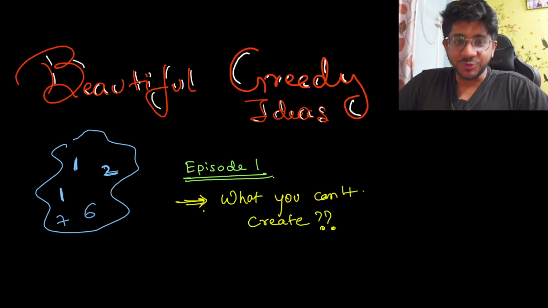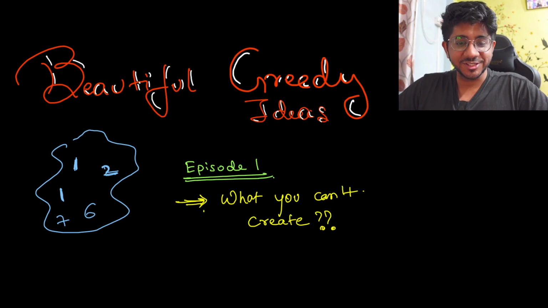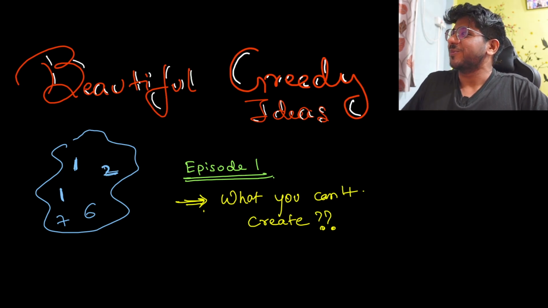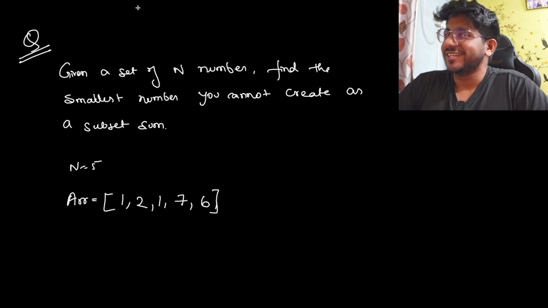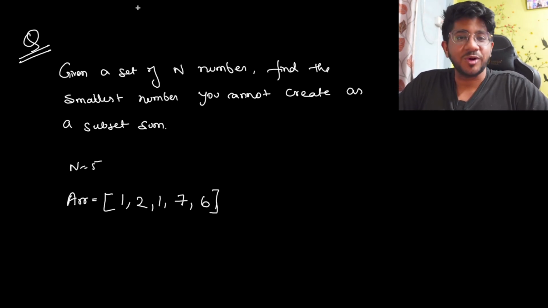Okay, so this is episode 1 of Beautiful Greedy Ideas, right? And the theme today is what you can't create, right? So, what exactly do the problems look like? The problem that will be given to you is, given a set of n numbers, find the smallest number that you cannot create out of these n elements.